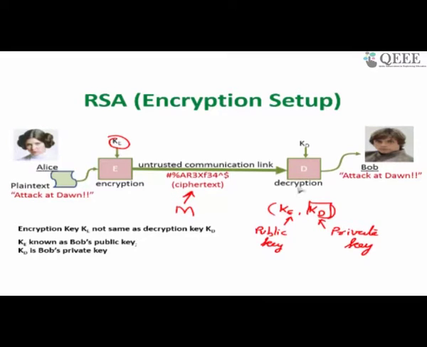On the other hand, when the message arrives at Bob's computer, Bob knows the private key corresponding to the public key KE, and he would take this private key, pass it through a decryption algorithm along with the ciphertext to obtain the original message that Alice had sent. Okay, so let us look at how RSA actually works.